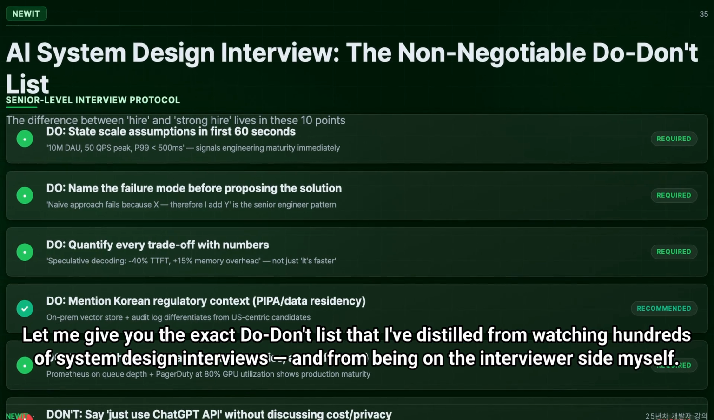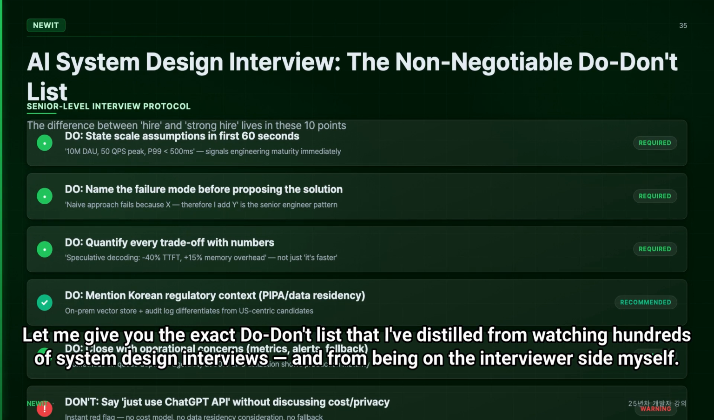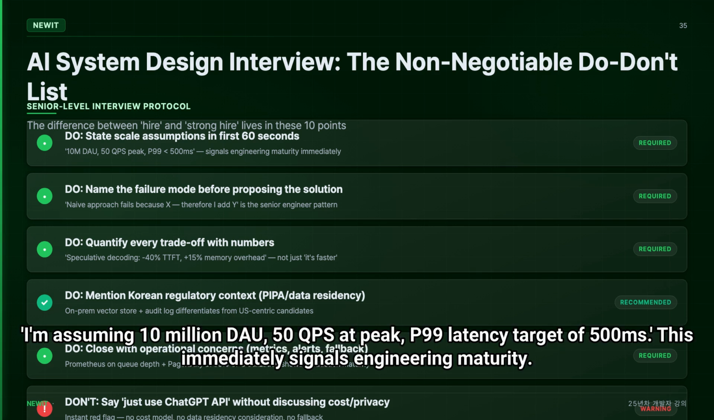Let me give you the exact do-don't list that I've distilled from hundreds of system design interviews, and from being on the interviewer side myself. 5 things you must always say. 1. Always state your scale assumptions up front. I'm assuming 10 million DAU, 50 QPS at peak, P99 latency target of 500 milliseconds. This immediately signals engineering maturity.